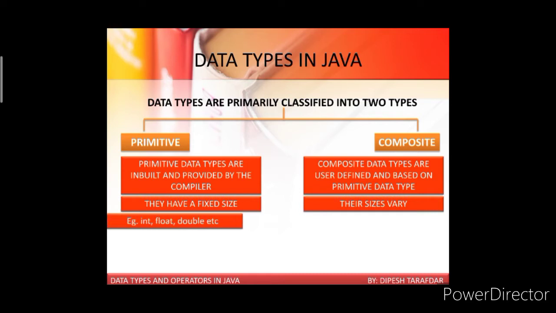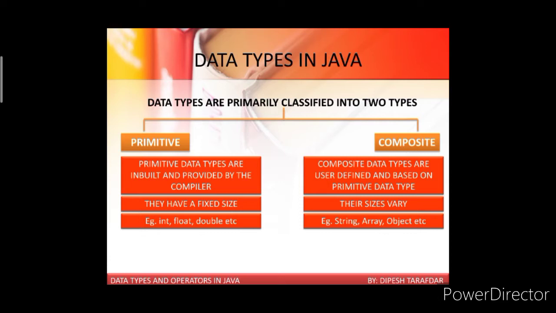Primitive data types are inbuilt and provided by the compiler. So they are already provided to you and can be used while writing a program. Composite data types are user defined and based on primitive data types. That means you can create your own data type based on your requirement using the primitive data type, and that is said to be a composite data type.